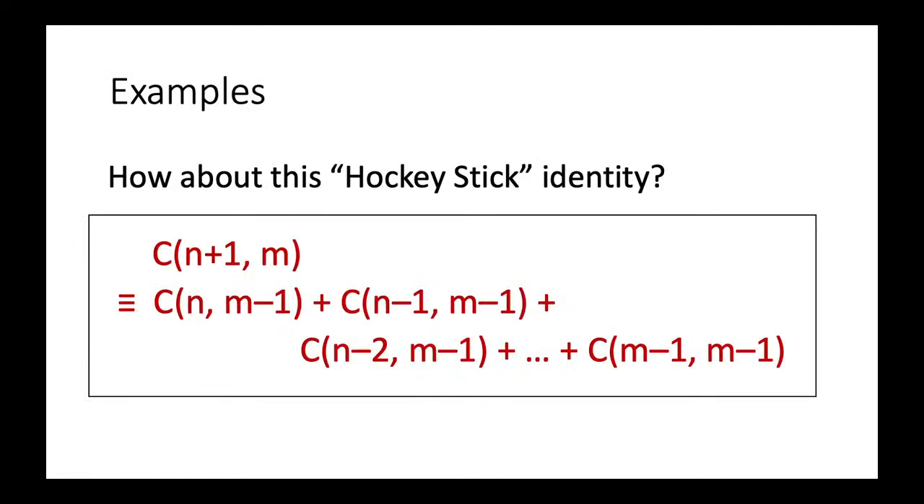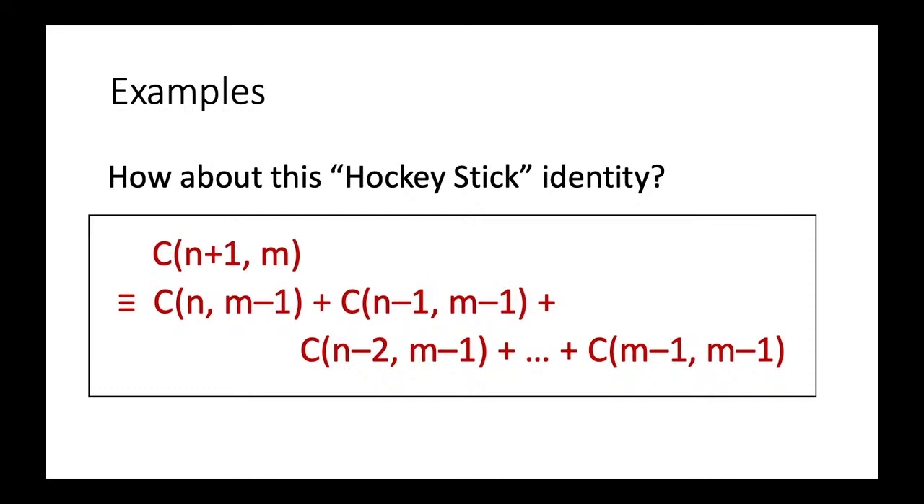So why is this correct? Again, here we can come up with a story. There are n plus 1 items here that we can select. So let's label all the items by 1, 2, 3, 4, 5 up to n plus 1. And then we want to select m of them in total. So how many ways are there? Now the first term is the case that we will never select 1. So the item 1 is never selected.